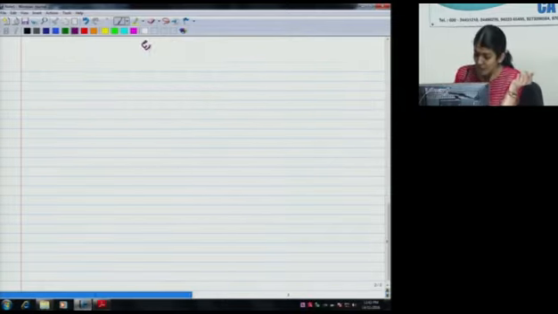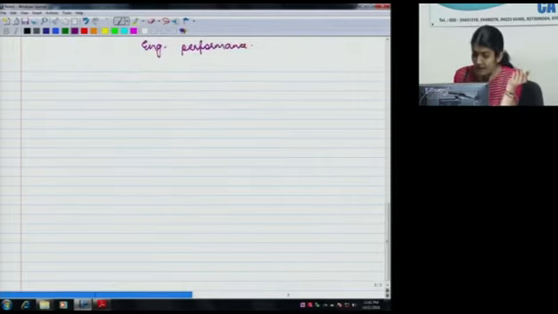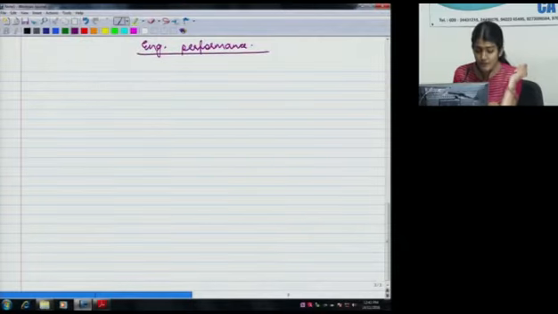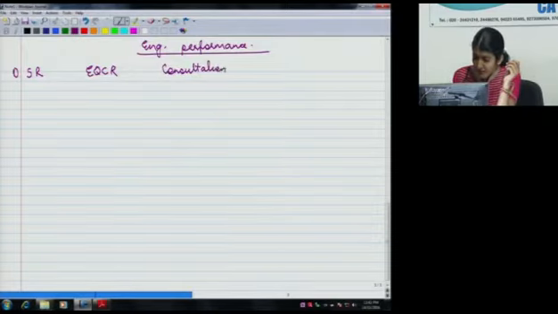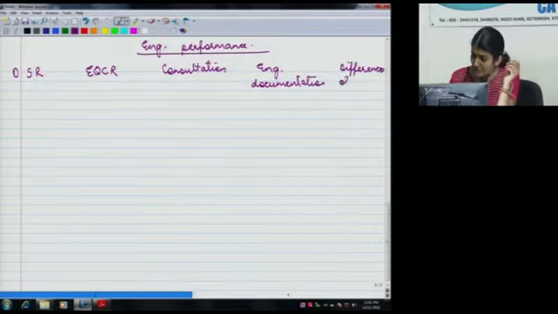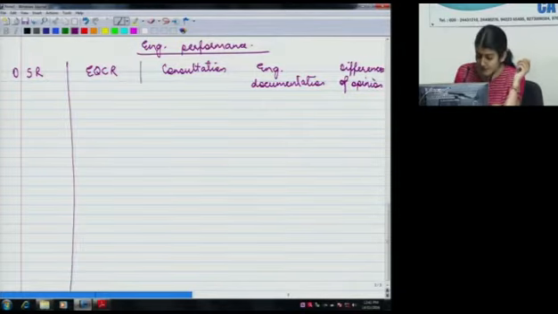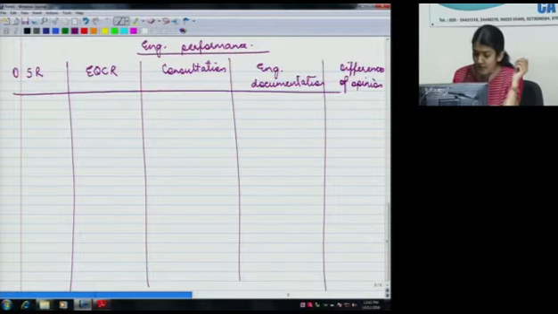Right, so now I come to the one heading which we are left with, that is engagement performance. And under engagement performance, we have 5 headings which you've already written. Direction, supervision, review, DSR, EQCR, engagement quality control review, then consultation. Then after that, engagement documentation. And the last one, differences of opinion. Right, first one, DSR, direction, supervision and review.